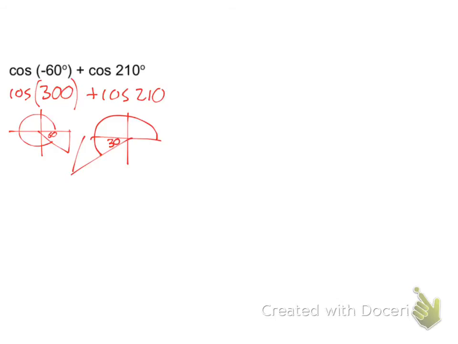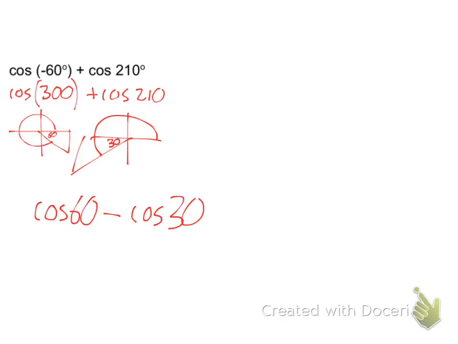Cosine in the fourth quadrant is what? Positive. So cosine of negative 60 is the same thing as cosine of 300, which is the same thing as cosine of 60. Cosine of 210. We're in third quadrant. Cosine is negative. And so cosine of 210 is the same thing as negative cosine of 30.